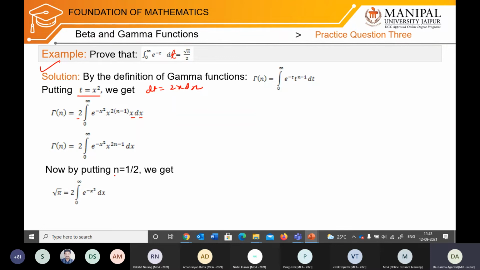If I substitute now n equals half, I'll get integration e raised to minus x square. And gamma half is root pi. The right hand side will be 2 times the integration of e raised to minus x square, and this term will be 1, right? So the value of this integral is root pi by 2, that we needed to prove.